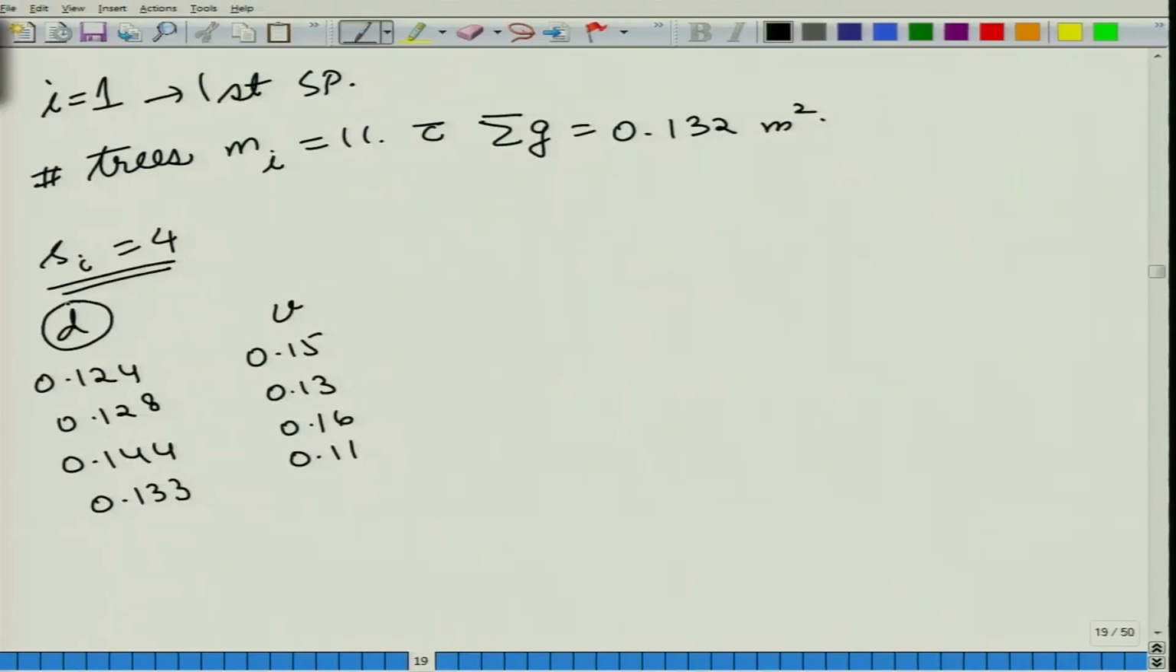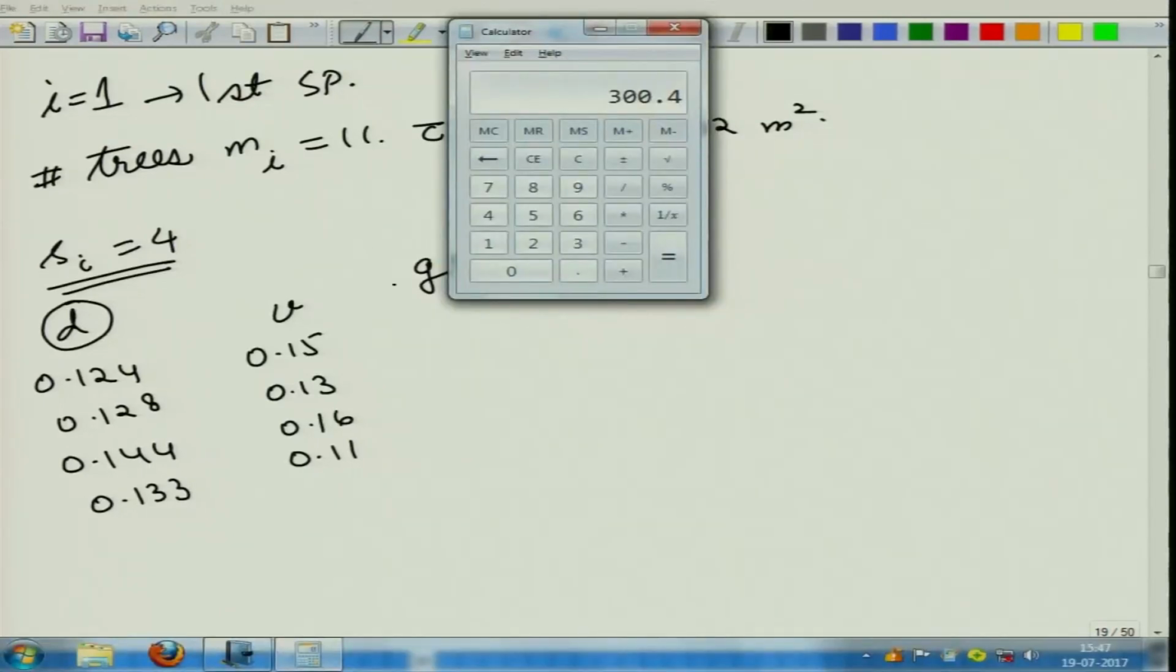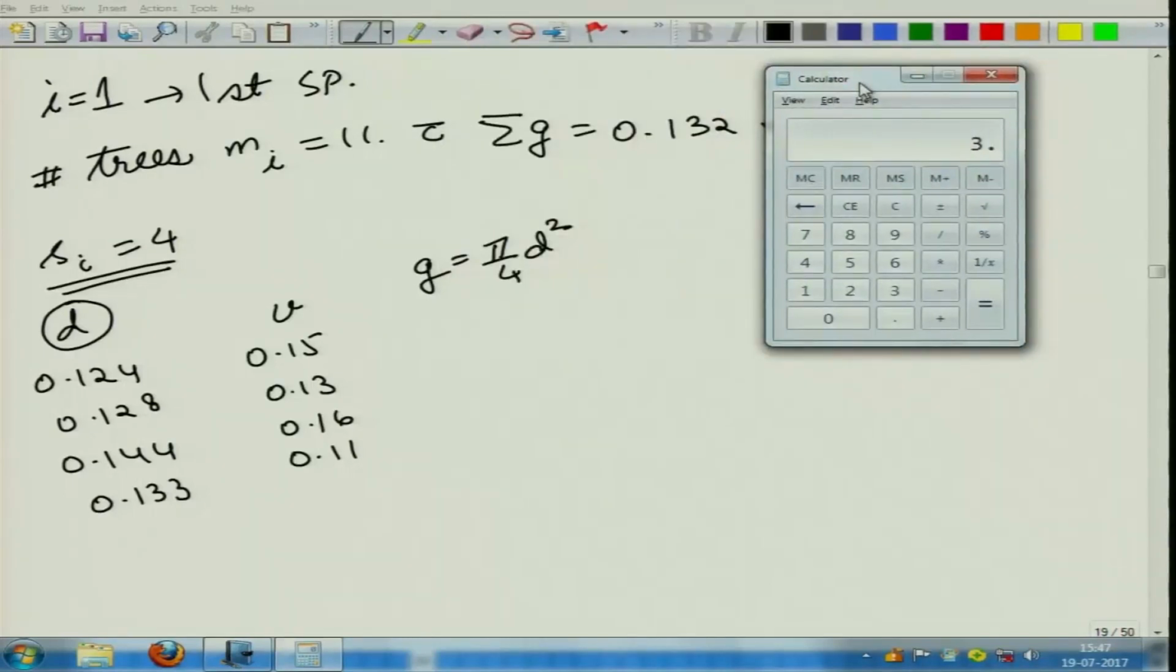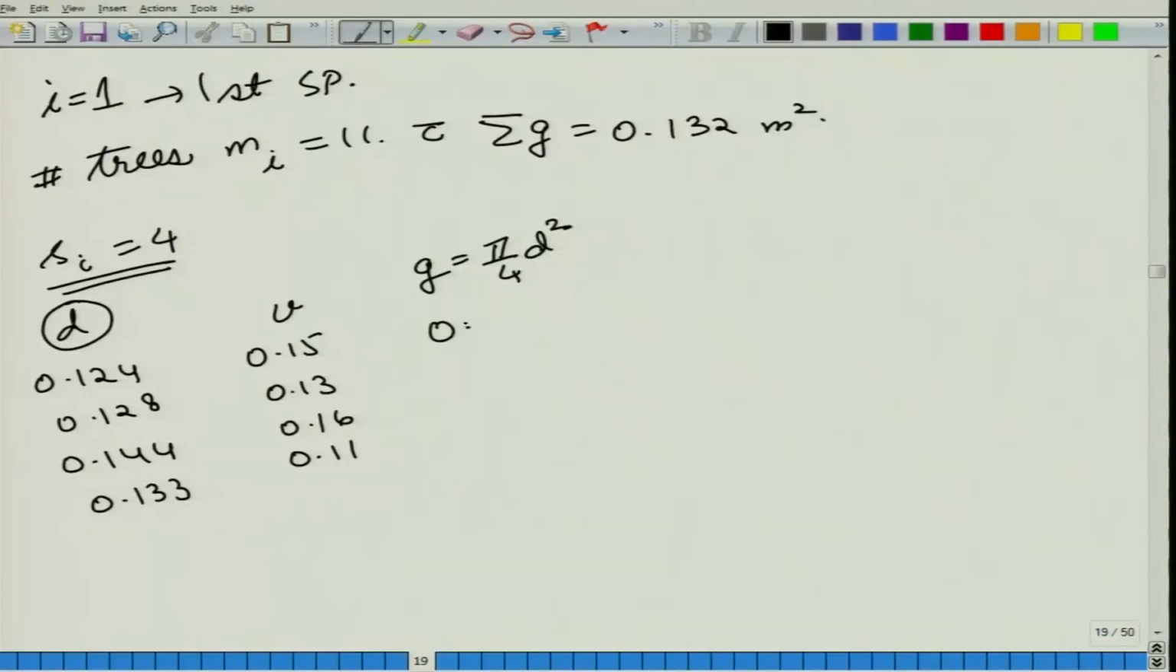So, given the d value, you can find out the basal area of each tree. The basal area is given by pi by 4 d square. So, for 0.124, what will that be? We have pi, that is 3.14, by 4 into d square, 0.124 into 0.124, and you get it to be 0.012. So, when we are computing this, we are only looking at the column for the diameter, and we are getting the g values.